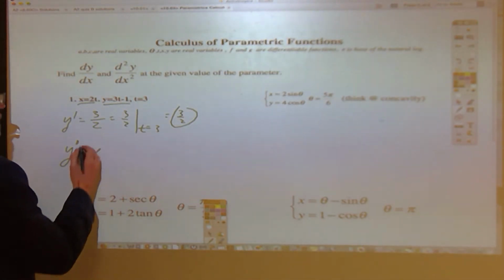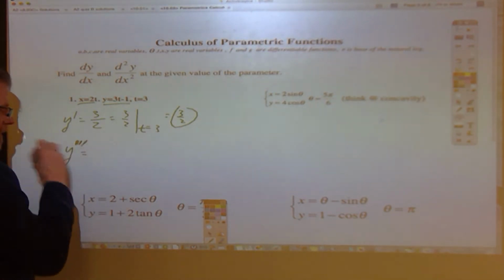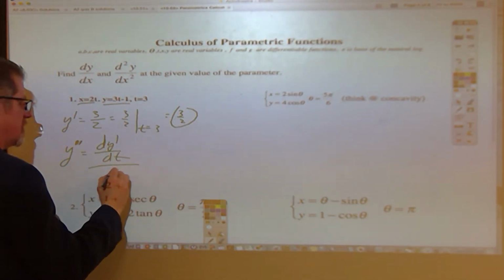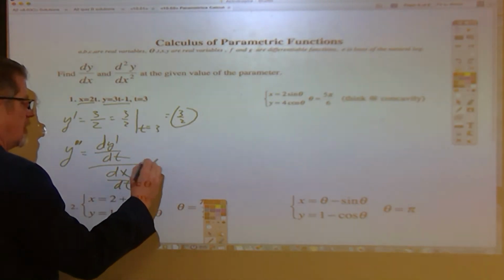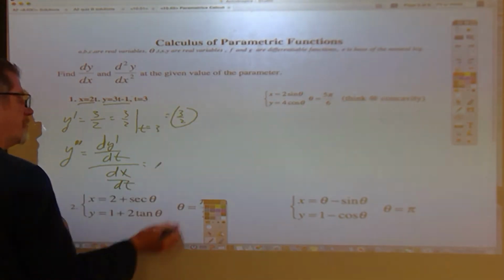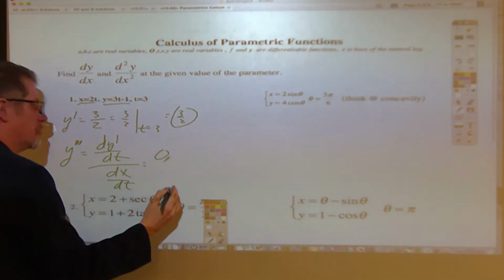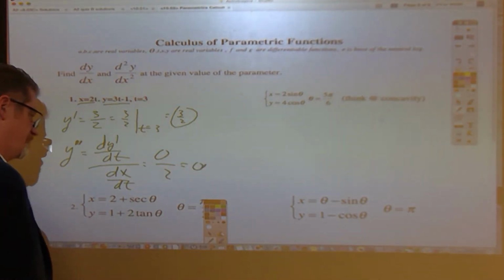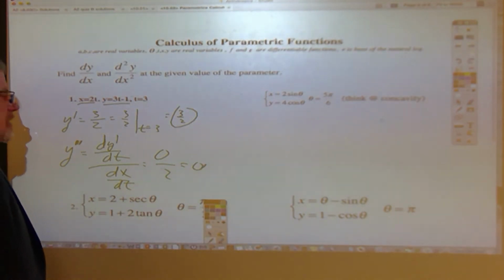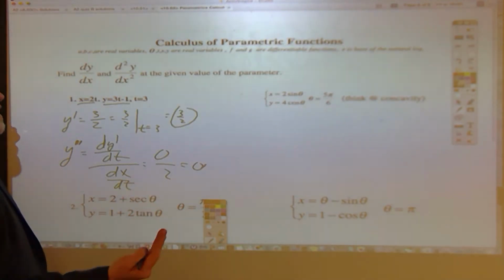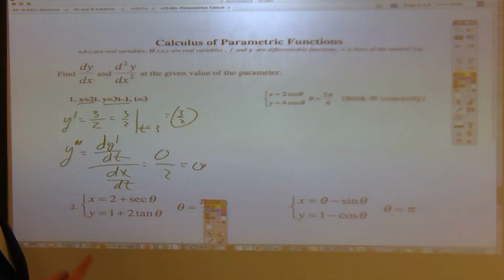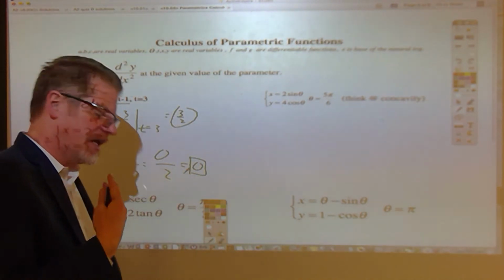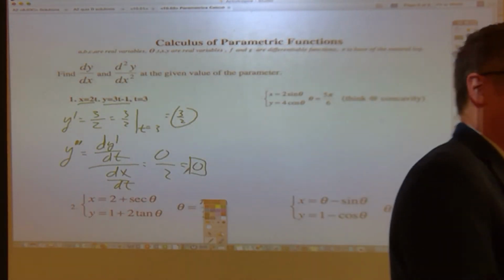So on the second derivative, we have to take dy prime dt over dx dt. Well, we've already found y prime. y prime is 3 halves and its derivative is 0. dx dt we've already found is 2, so the answer is 0. So 0 evaluated at time 3 is 0. It's a constant function. It doesn't matter what the time is. So that's kind of an example that's so trivial that it can be confusing.